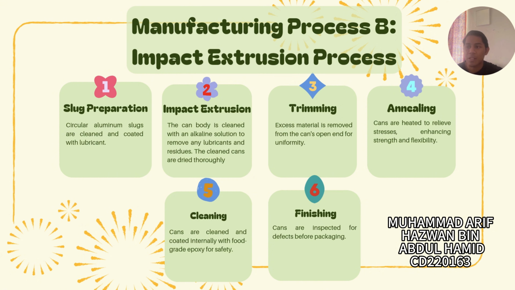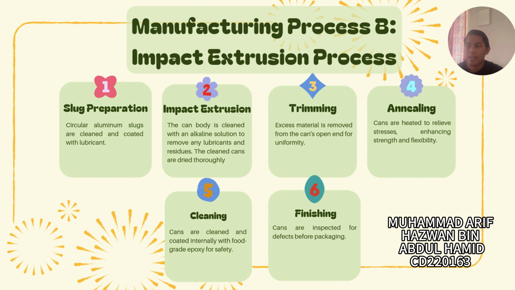Once the slug is ready, it's placed into a die, which is like a mold. Then a punch hits the slug very hard, shaping it into the body of the can in just one stroke. This step is super fast and gives the can its basic shape. After the can is formed, we trim off any extra material at the upper end. This makes the edge even and smooth so that the can looks neat and is ready for further processing.